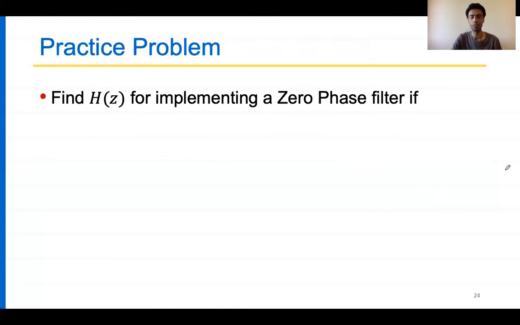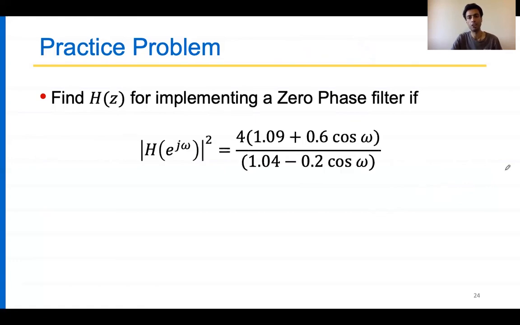Implement H of z, find H of z for implementing a zero phase filter if H e to the power j omega mod whole square is equal to this, right? You know how to do it because this is a zero phase transfer function, zero phase filter, and you know how to break it into two parts. One part which has all the poles inside the unit circle, other part which has all the poles outside the unit circle, and then you reverse that 1 upon z, and that's how you implement.